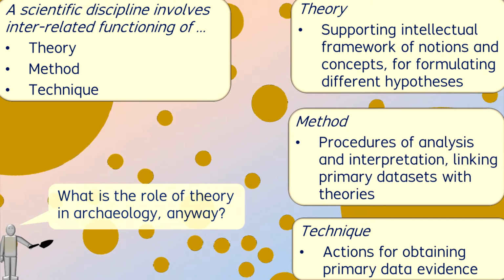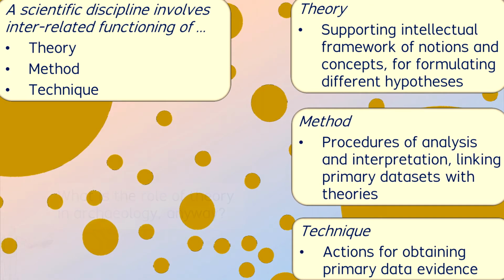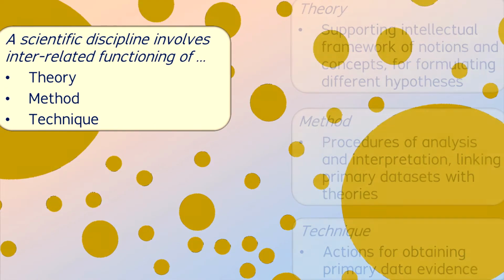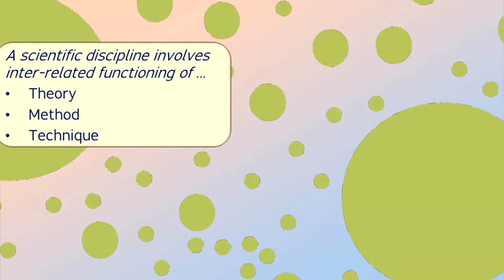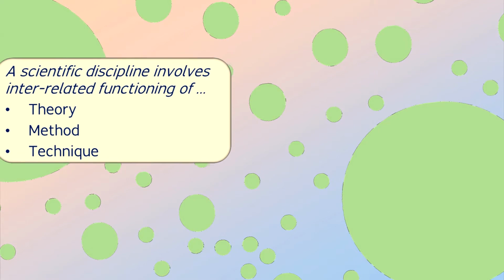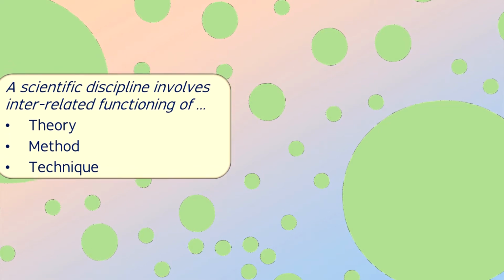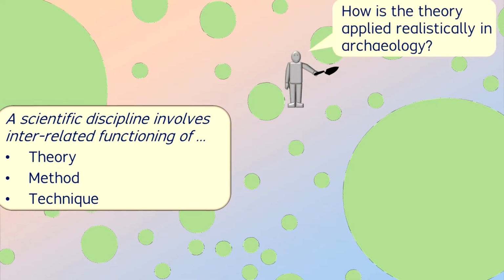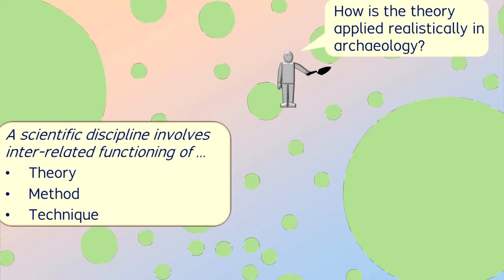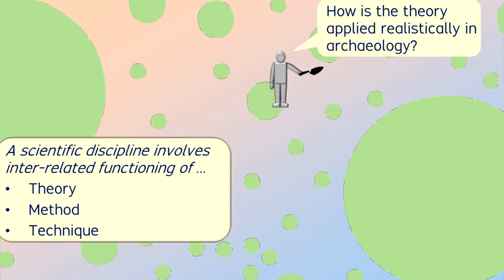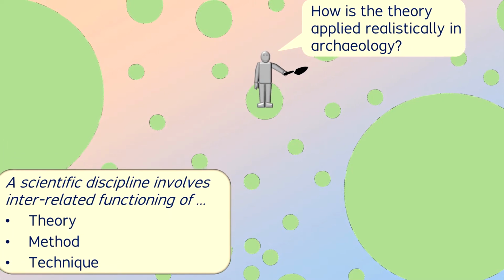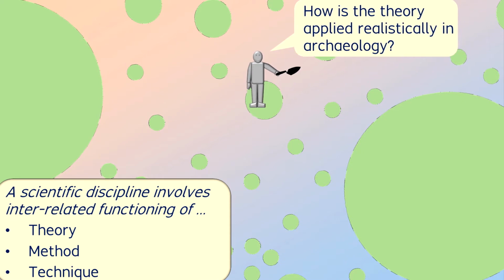In a separate video, I presented more details about the relations among theory, method, and technique in archaeology. For now, in this current video, I want to stress that theory is one part of the scientific thought process. In this view, theory alone is incomplete. A theory can become viable only in coordination with technique and method.